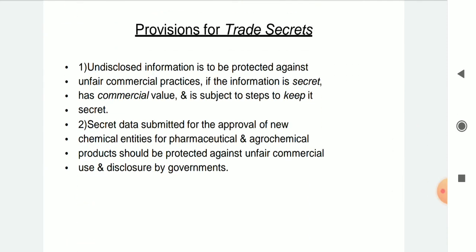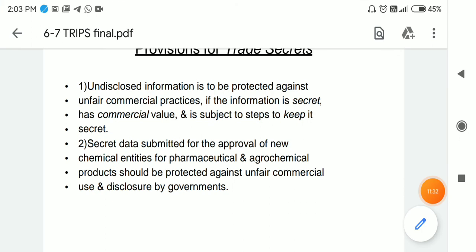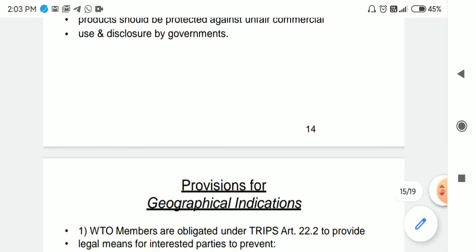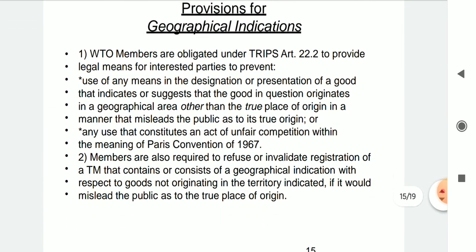The provision for trade secrets: undisclosed information is to be protected against unfair competition, if the information is secret, has commercial value, and is subject to steps to keep it secret. Secret data submitted for the approval of new chemical entities for pharmaceutical and agrochemical products should be protected against unfair commercial use and disclosure by the governments. Provisions for geographical indications.